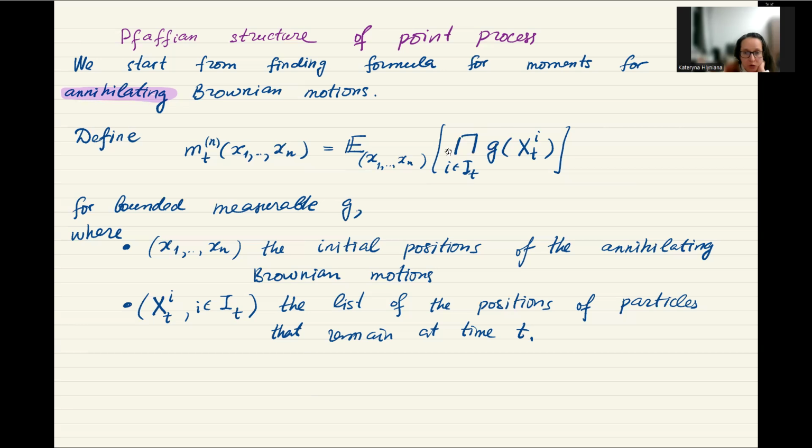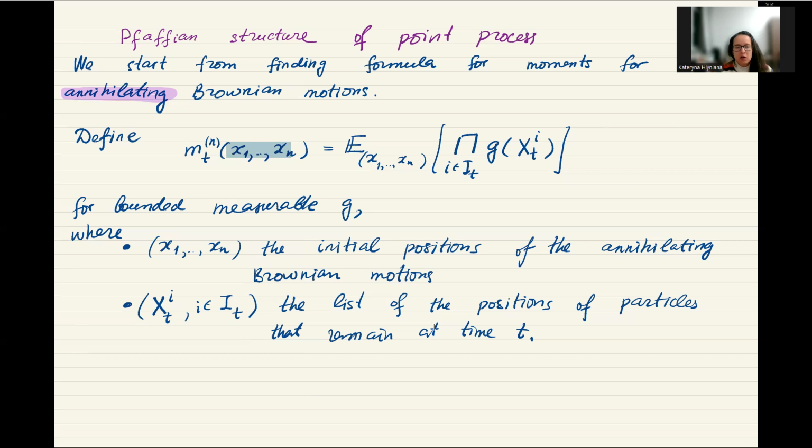So we have here the product of functions, I will define them as m with index t to the power n, that depends on points x1 and so on xn. These points correspond to the initial positions of the Brownian motion that we consider. By definition, it's equal to the expected value, over annihilating Brownian motions, of the following. Here I use these symbols xit: this will be the list of all positions of particles that remain at time t. So I take the product of values of a function g here.